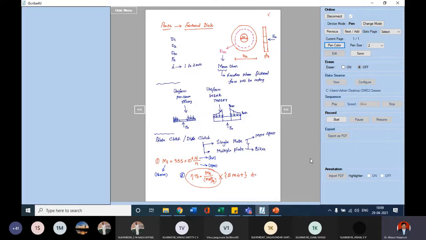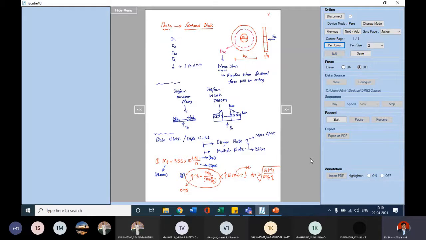D is equal to the cube root of 16 Mt divided by pi tau s and eta. This is equation number 19.49. Your second step is to use this equation to find the diameter. Now what is this eta doing here? Eta is called the QA factor, and its value is considered to be 0.75. This is your second step.